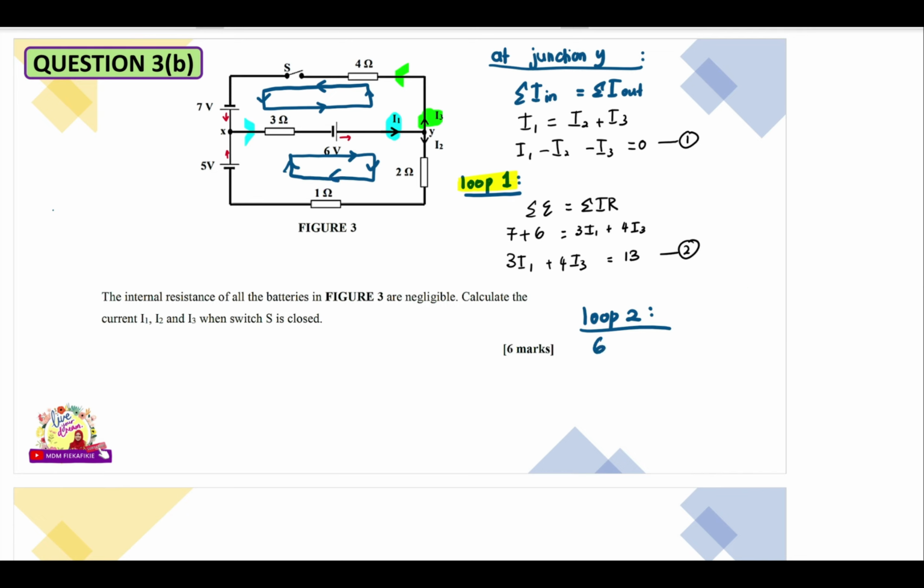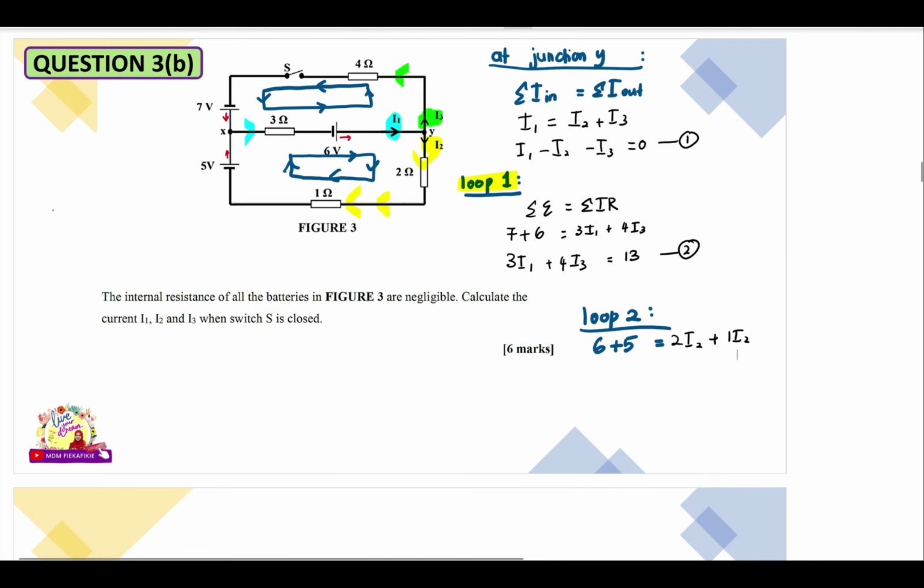So total EMF should be 6 plus 5 equal to, current that pass through 2 ohm is I2. Okay, so dia akan jadi same direction tak? I2. Yes, same direction with the loop. So positive 2I2. Okay, and how about this one? The direction of current that pass through 1 ohm resistance, sama juga. Color kuning, I2. Sama juga. So, same direction, right? So I2 here. Okay, so dia akan jadi plus 1 I2.